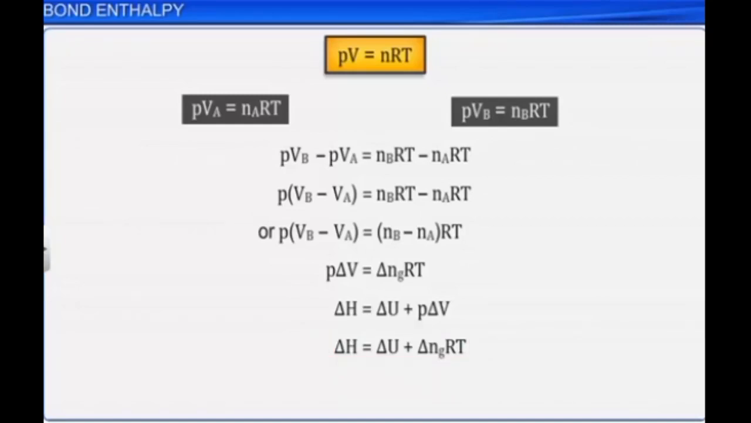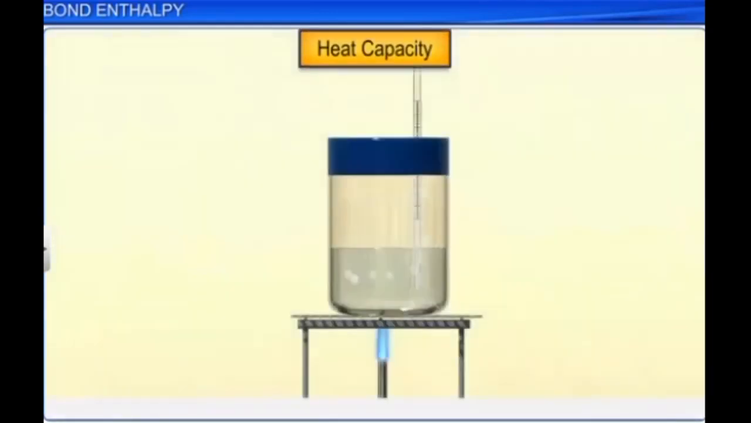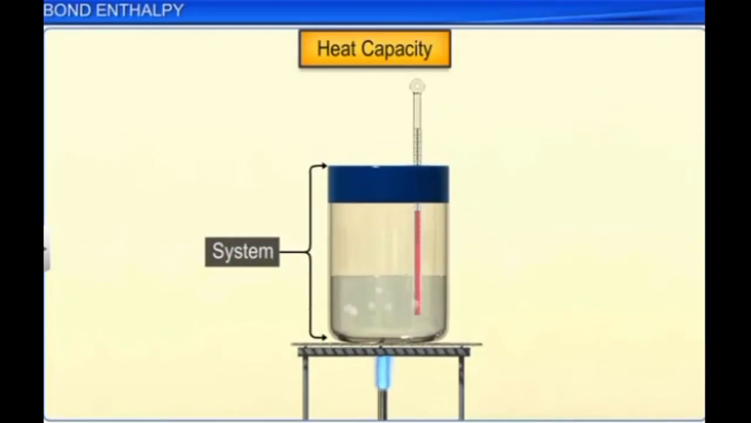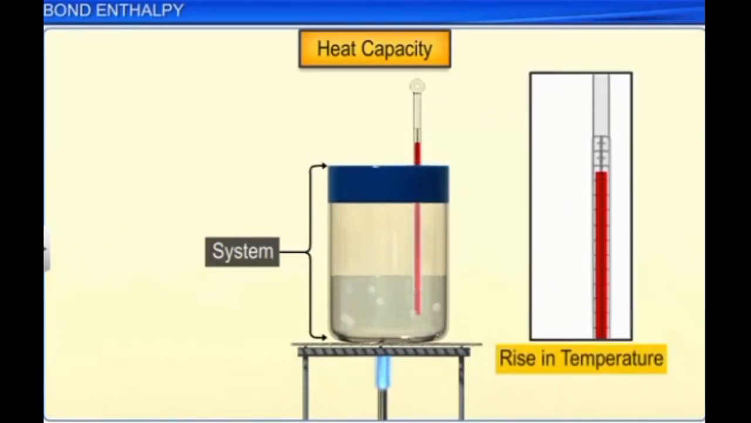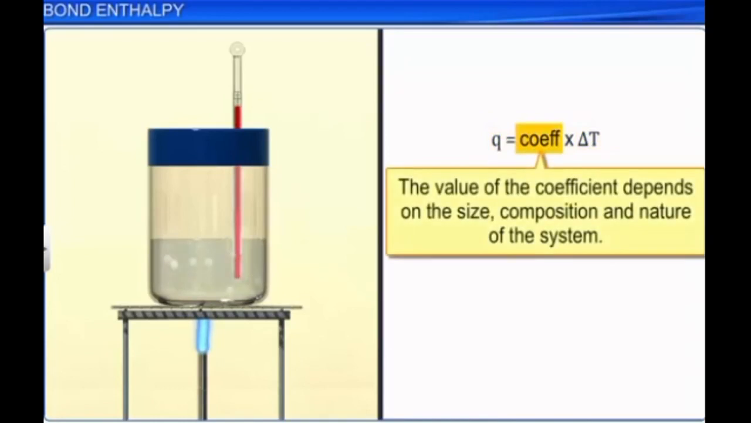Now let's learn about heat capacity. The capacity to absorb heat energy and store it is known as the heat capacity of a system. The heat absorbed by the system appears as a rise in temperature. The increase in temperature is proportional to the heat transferred, which can be written as Q equals coefficient multiplied by change in temperature, delta T. Note that the value of the coefficient depends on the size, composition, and nature of the system.